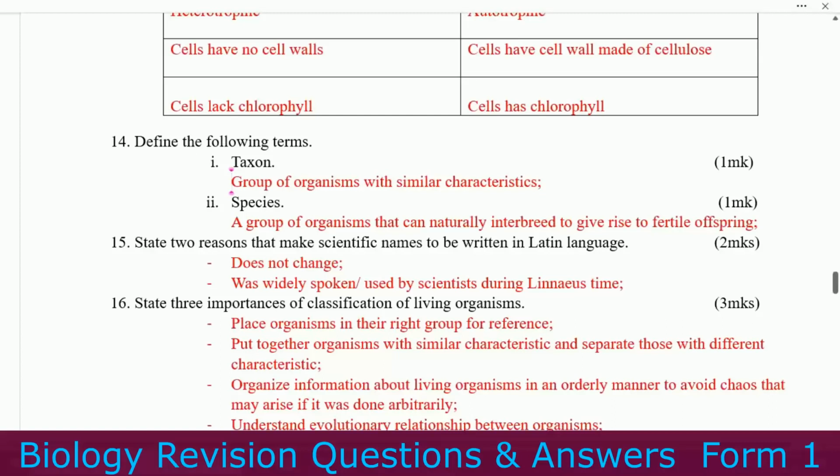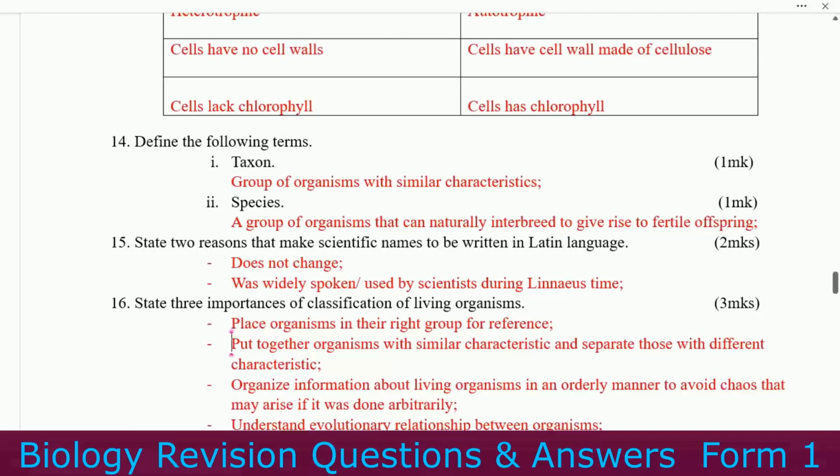Organisms with similar characteristics. Species is a group of organisms that can naturally interbreed to give rise to fertile offspring. Number 15. State 2 reasons that make scientific names to be written in Latin language. Why do they use Latin language? Number 1, does not change. Number 2, was widely spoken or used by scientists during Linnaeus' time.